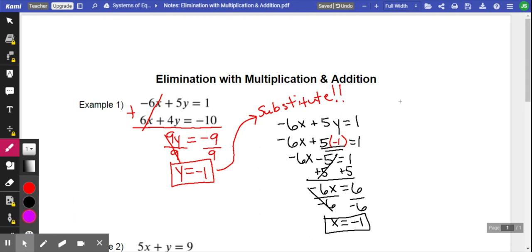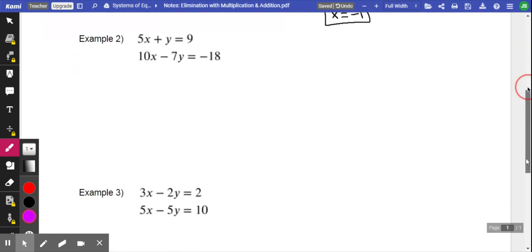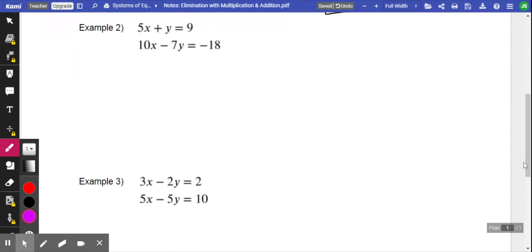Last thing, a lot of times they're going to ask us to write our solution as an ordered pair. When they want our solution as an ordered pair, we write it with our x first, x then y. For this one, it just happens to be our x is negative 1, and all the way back at the beginning, our y is negative 1. That doesn't happen all the time, so just make sure that you're doing your x, then your y. I'm going to scoot this down to the next problem because we can see that there's something a little different that we're going to say.